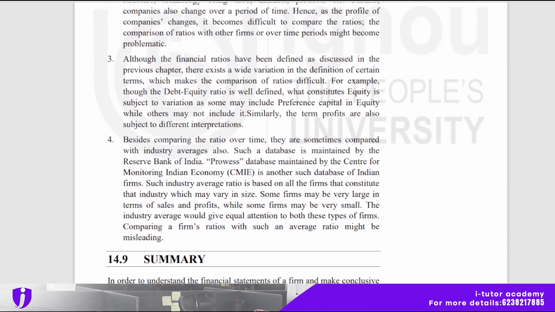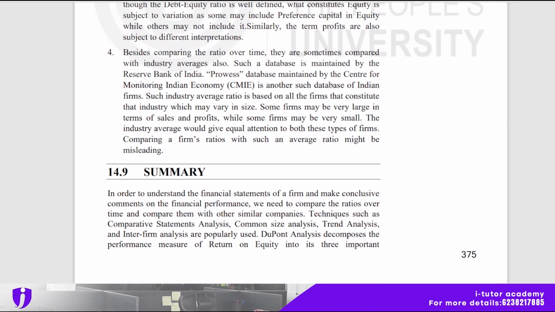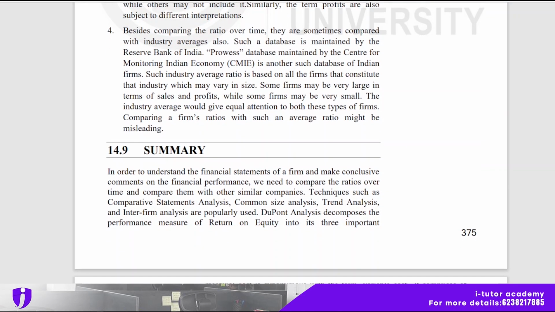And although the financial ratios have been defined as discussed in the previous chapter, there exists a wide variation in the definition of a certain term, which makes the comparison of ratios difficult. And besides comparing the ratios over time, they are sometimes compared with the industry average also, such as a database maintained by the Reserve Bank of India. PROWESS database maintained by the Centre for Monitoring Indian Economy is another such database of Indian firms.